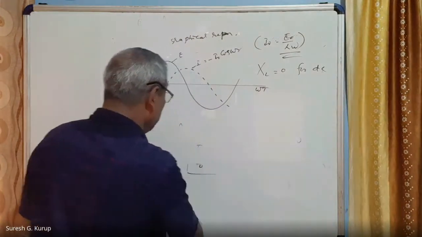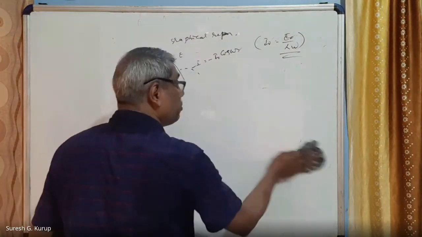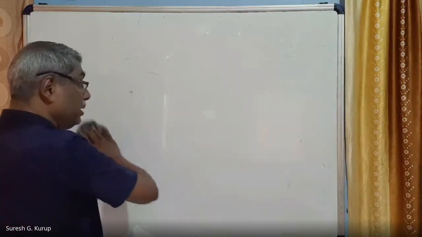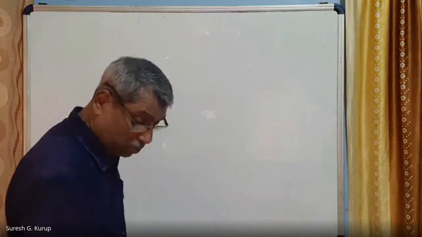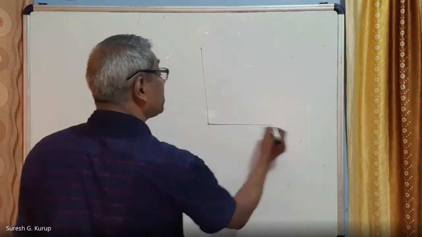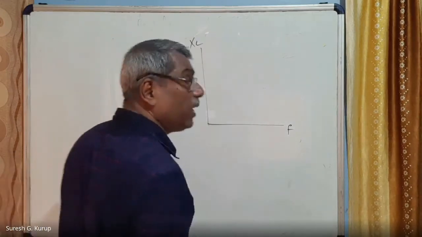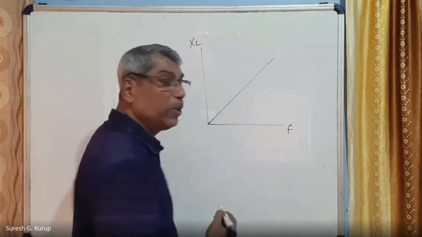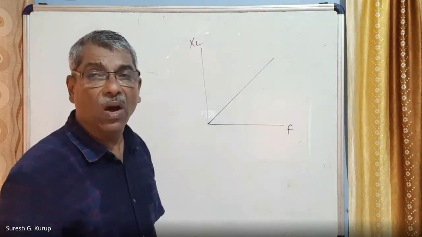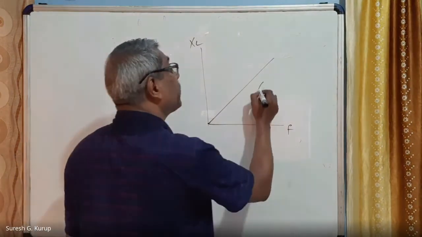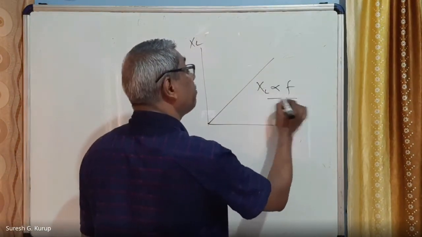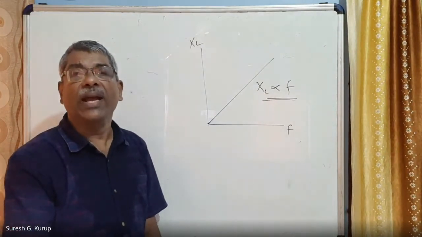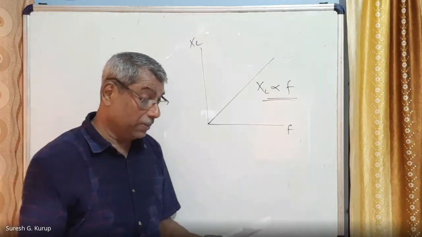One more thing, there is a graph also we can make in this case. Graph means frequency along the x-axis and XL along the y-axis. Everybody knows XL is 2 pi LF, so XL is directly proportional to F. When the frequency of the applied AC EMF increases, reactance also increases, and vice versa.